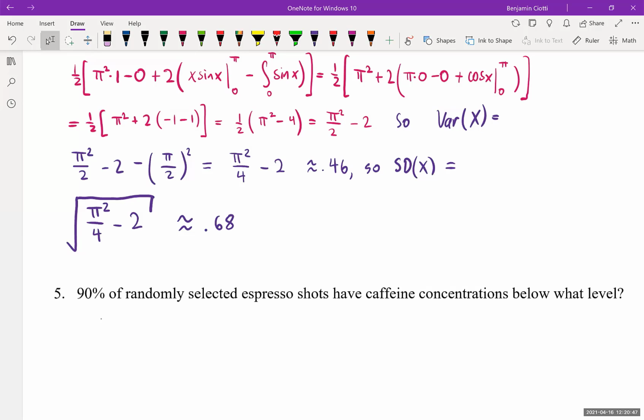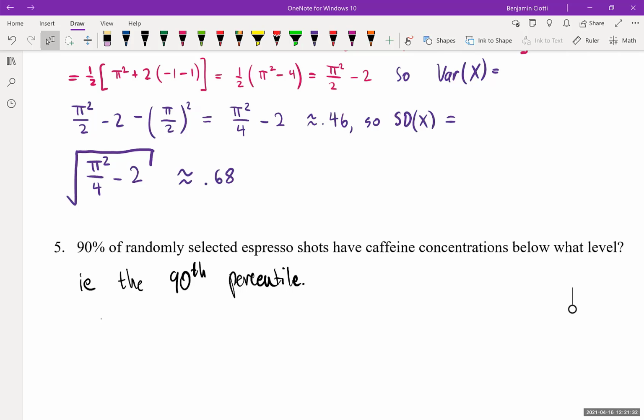Okay, the last question I asked was to find the level that's above 90% of randomly selected espresso shot caffeine concentrations. What's another name for this number that we're looking for? The 90th percentile? Yes, good. So i.e., what's the 90th percentile? Okay.